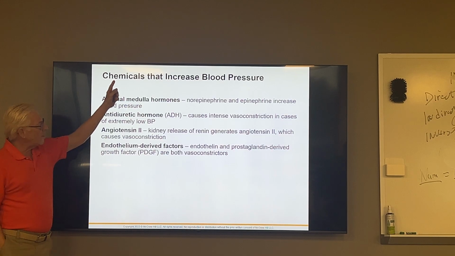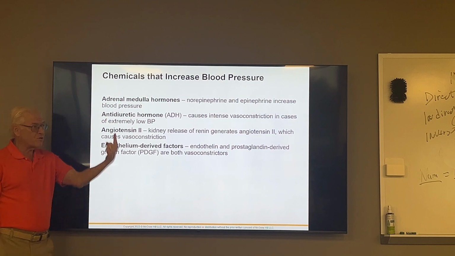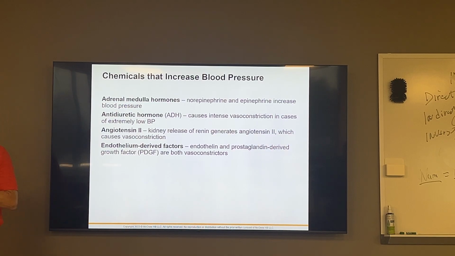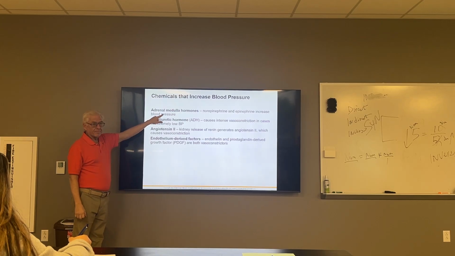All right, what chemicals released by your body are going to increase your blood pressure? First of all, what's gonna increase my blood pressure? This or this? Constriction. Epi and norepi do that. Okay?